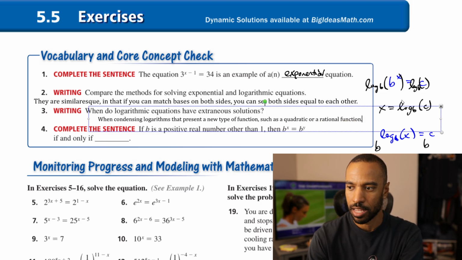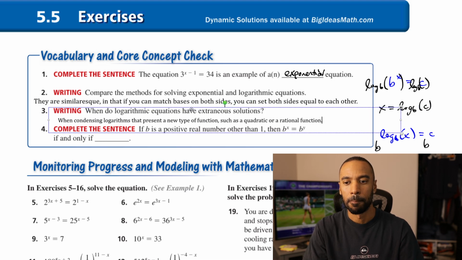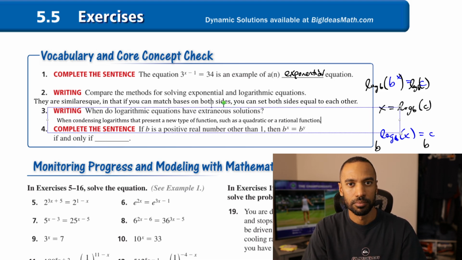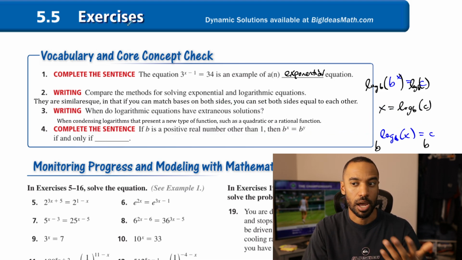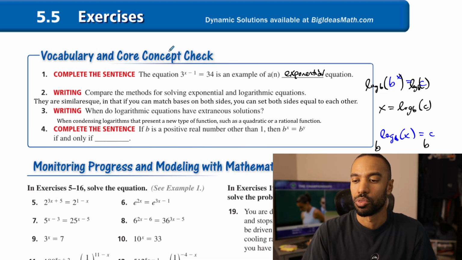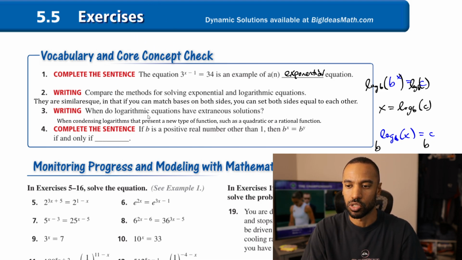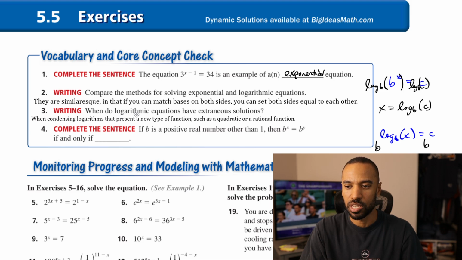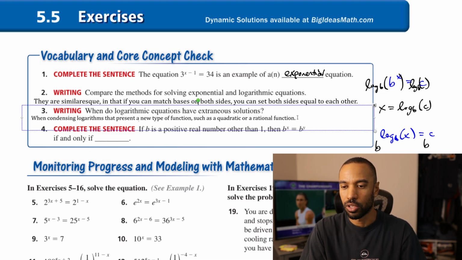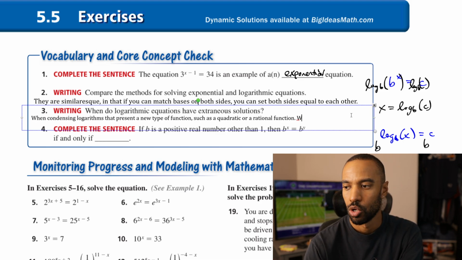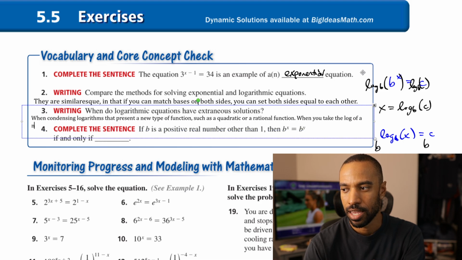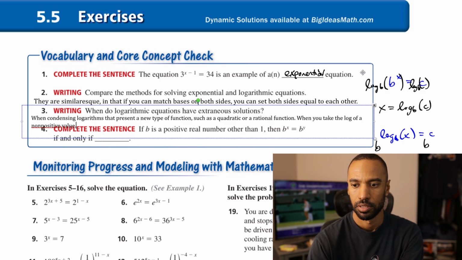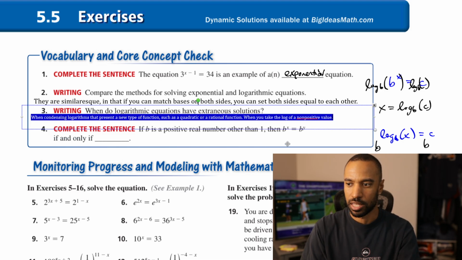Rational is when you're dividing by a variable. That's the next chapter. When you're dividing by a variable, when a denominator has a variable in it. So those are instances when they have extraneous solutions. Oh, I think I should be less specific than that. When you take the log of something that's not positive. When you take the log of a non-positive value. That's probably even better to state than that.